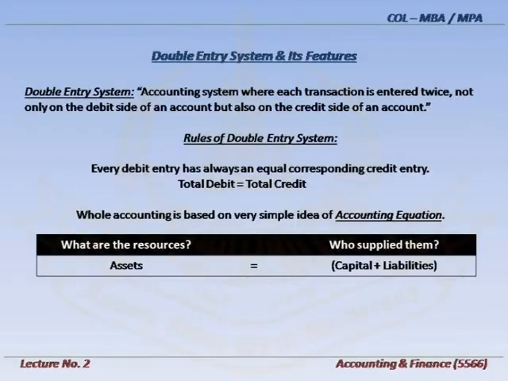This simple idea transforms into the accounting equation, which is: the resources shall always be equal to who supplied them, or you can say that total assets shall always be equal to total liabilities and capital. Now we have also learned the second step of accounting in detail, and our next topics shall cover the third step, which is recording or bookkeeping.